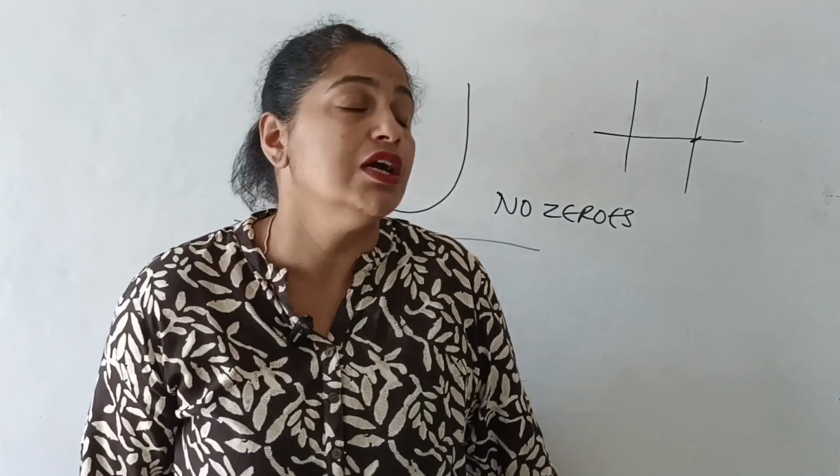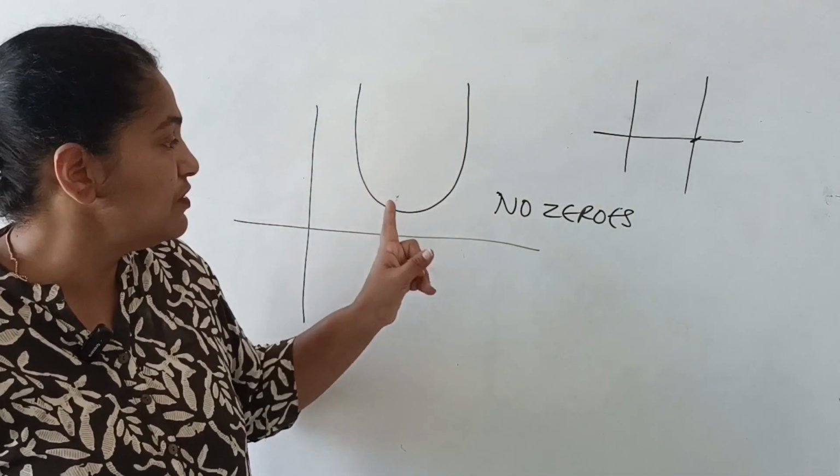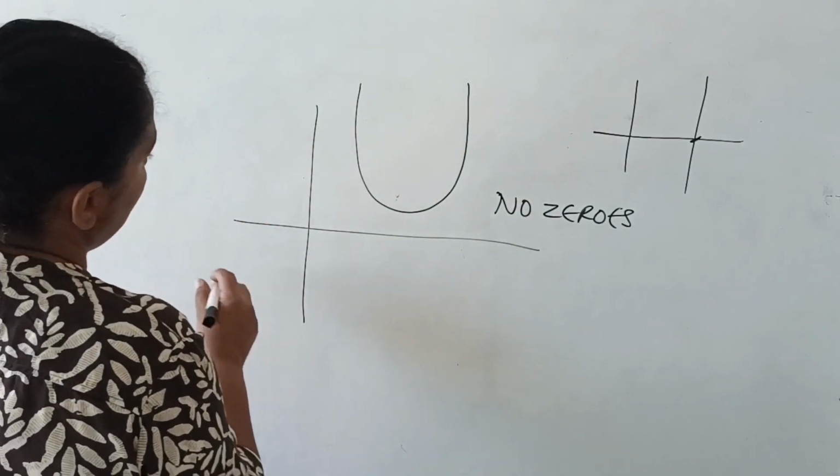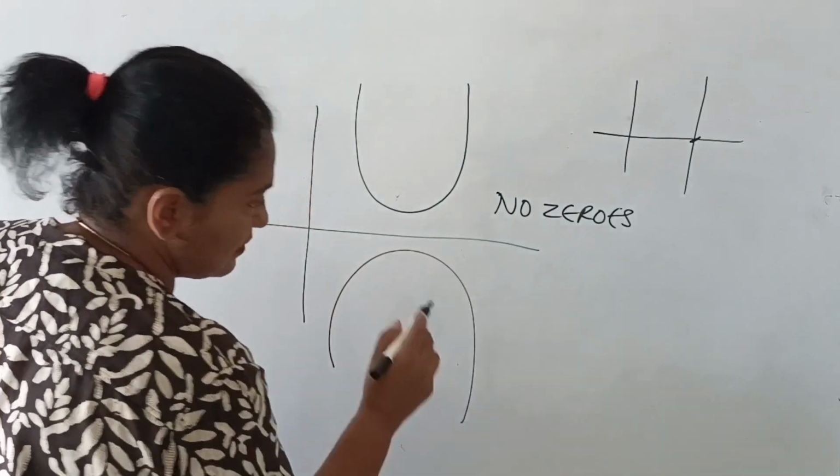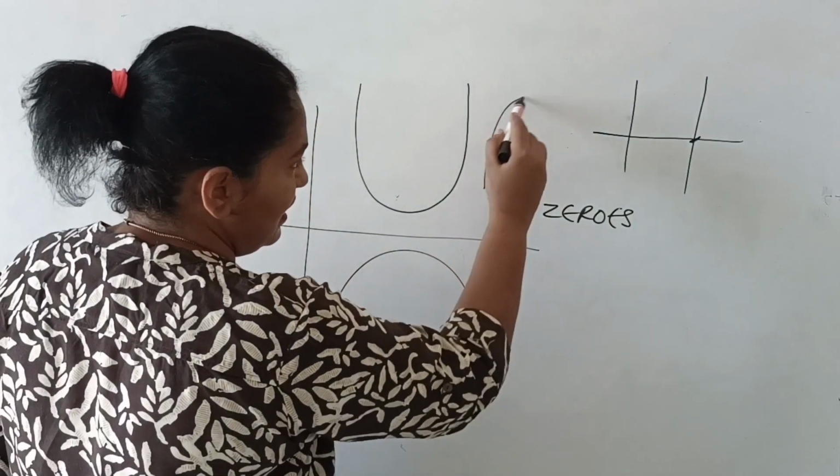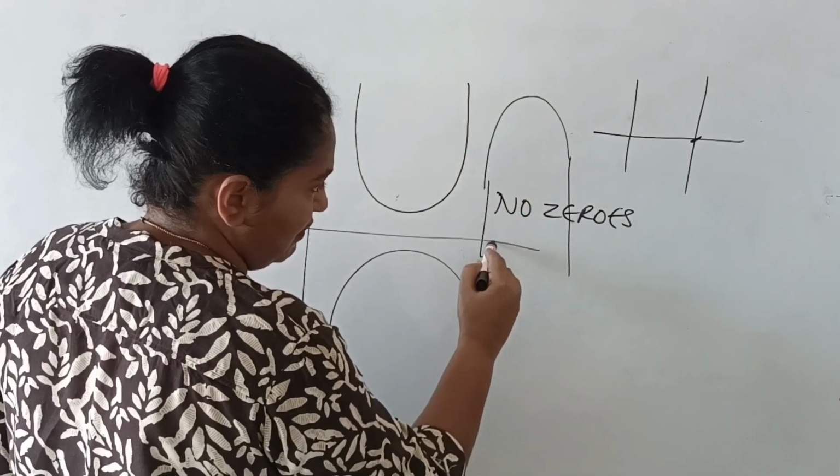This cannot be factorized. So when you are drawing the graph, this is what you will get. Or sometimes what you will get is like this. See, you cannot get it like this because if you extend it, this will cross.